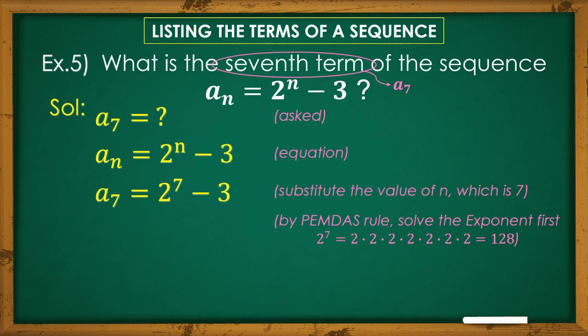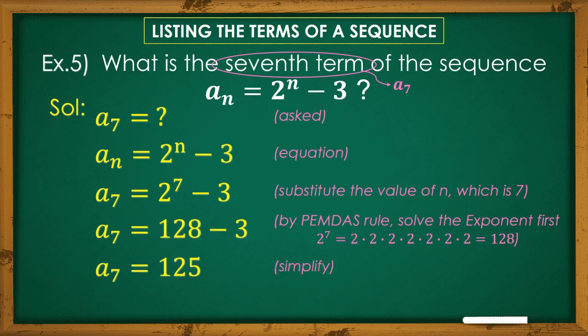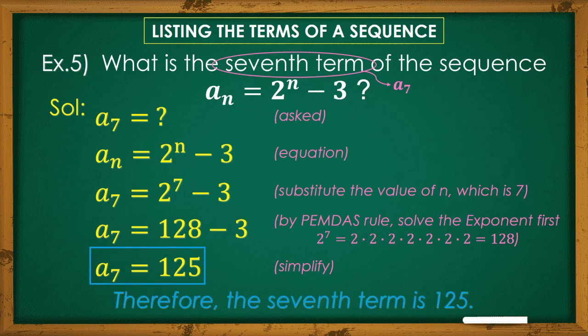2 times 2 times 2 times 2 times 2 times 2 times 2. The answer is 128. And lastly, by simplifying and subtracting 128 by 3, our a sub 7 is 125. Therefore, the seventh term of our sequence is 125. That is correct.